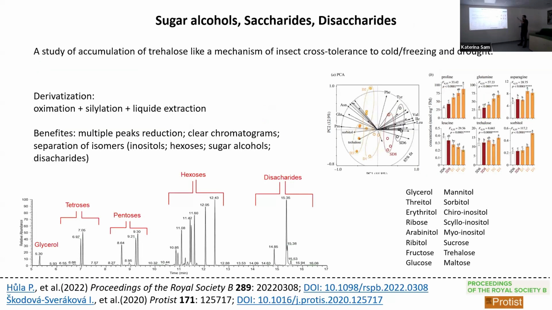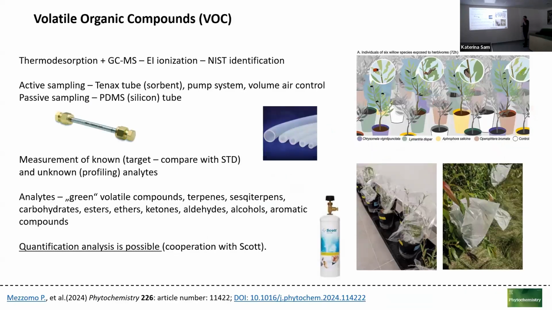Here is a small piece of information about the sugar analysis, and maybe interesting is this chromatogram, because during this GCMS sugar analysis we separate the sugars based on the mass. We have a very nice separation for glycerol, tetrose, pentose, hexose, and disaccharides.